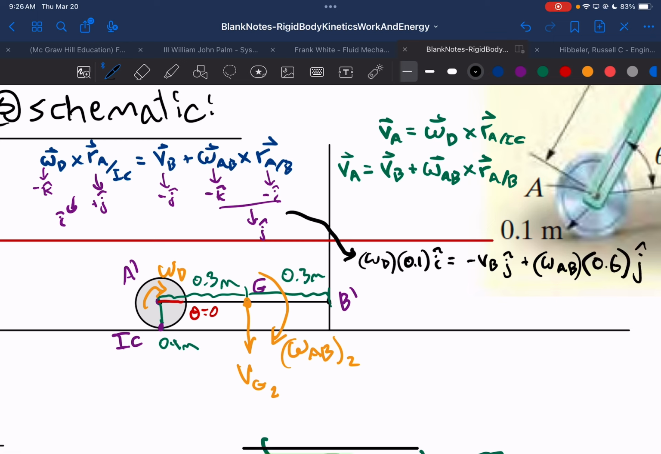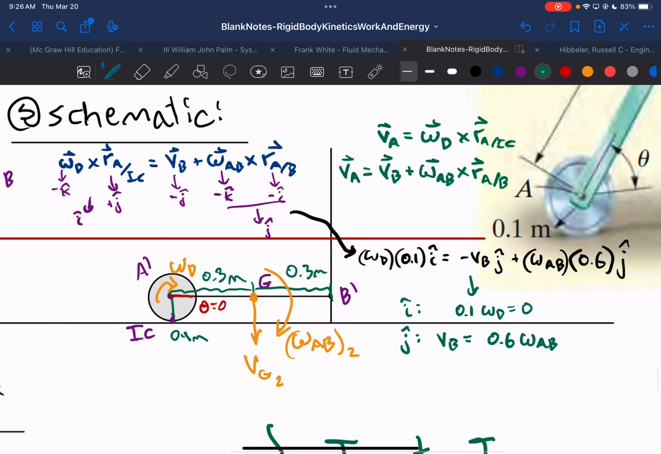J. What I can do now is split up my I components and my J components. Therefore, 0.1 in the I direction, 0.1 omega D is equal to 0, and this is how I determine my angular velocity is equal to 0. And then in the J direction, if I rearrange some stuff, I know VB is equal to 0.6 omega AB.